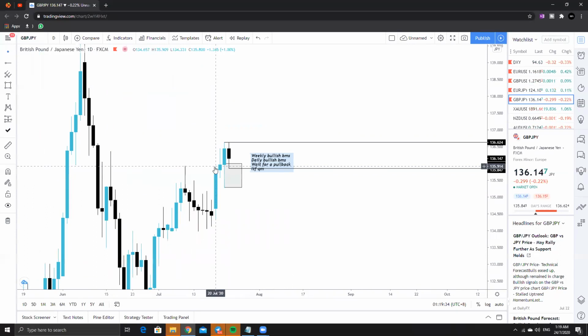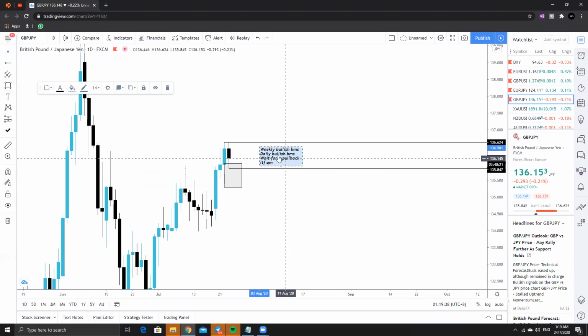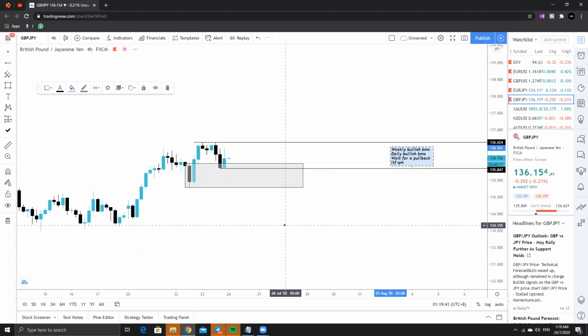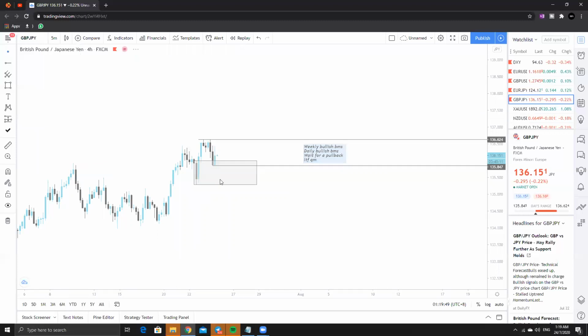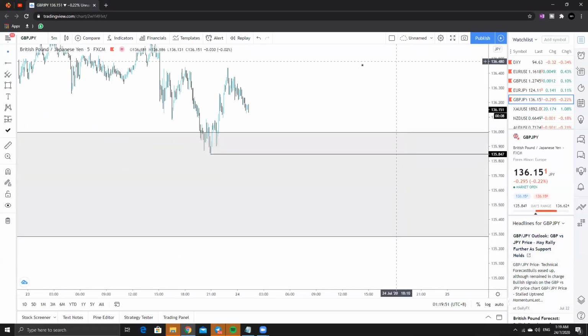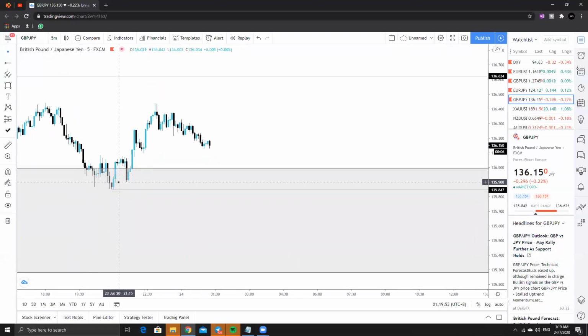How do I have that? I have the candle's body closing above this wick, right? So I have that daily bullish BMS, weekly bullish BMS, check. Wait for a pullback. Pullback into what? Wait for a pullback into a bullish order block. Do we have that? Check, right? Lower time frame QM. Do we have that? Check.